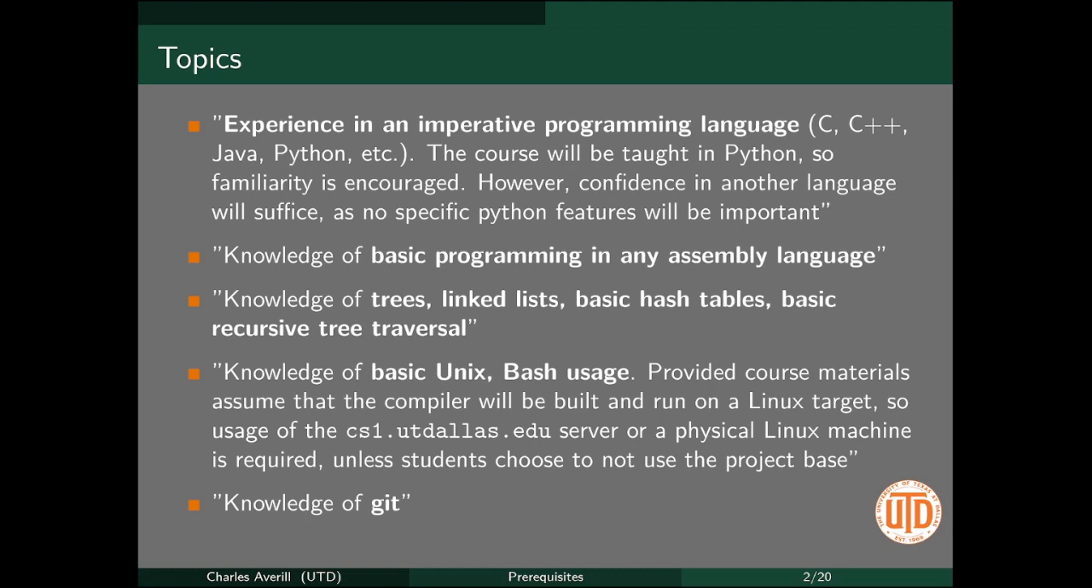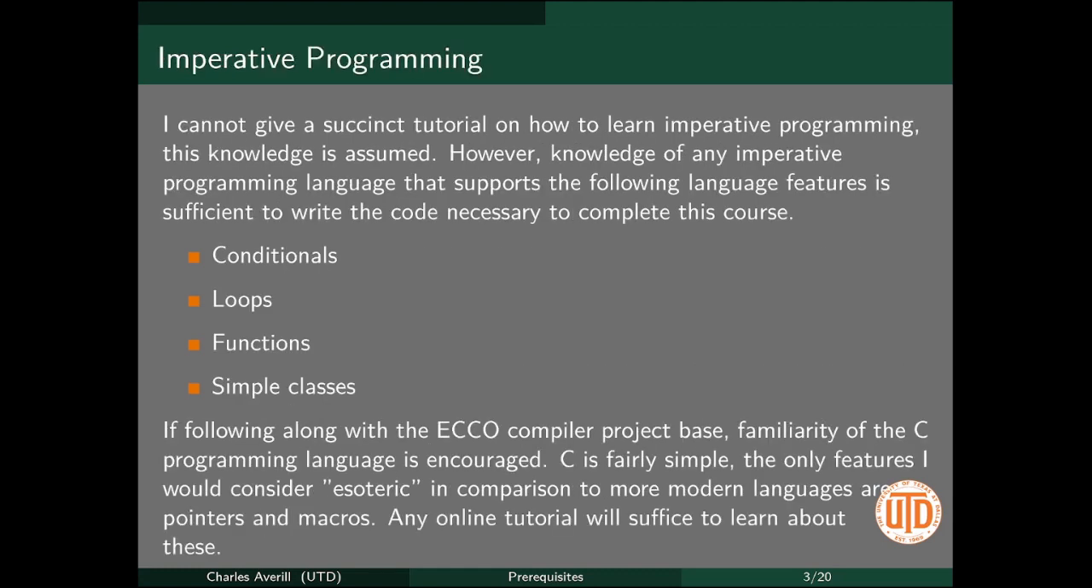So the project base is assuming that you're running it on a Linux machine. So if you're at UT Dallas, then you can use the CS1 server that we have, or use a physical Linux machine. I am providing a Docker file, but it's just better if you use Linux. And then knowledge of Git. So all of our class submissions are going to be done through GitHub or GitLab, whichever you prefer. And so yeah, let's get into the specifics of each of these.